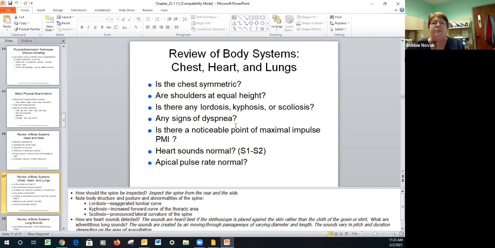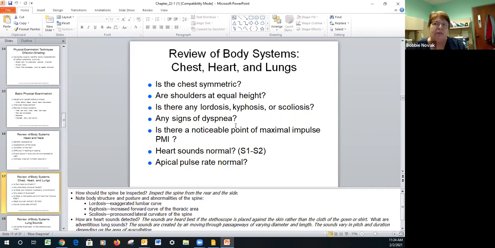Dyspnea, what is dyspnea? Difficulty breathing, very good. A noticeable point of maximum impulse. Sometimes when you look at a person's chest, you can see their heart beating down here in the mitral area. Okay, you can see that, and we call that point of maximal impulse. Okay, and then we're going to listen.